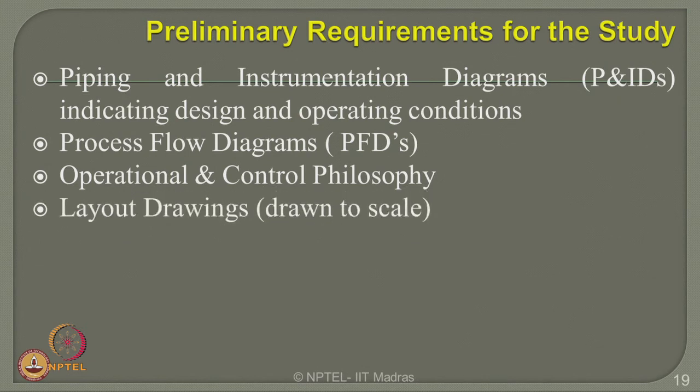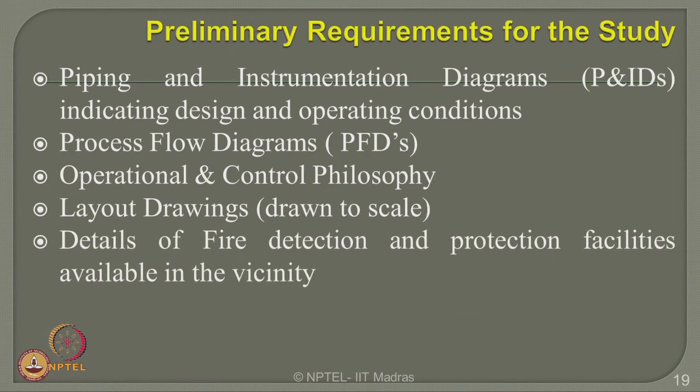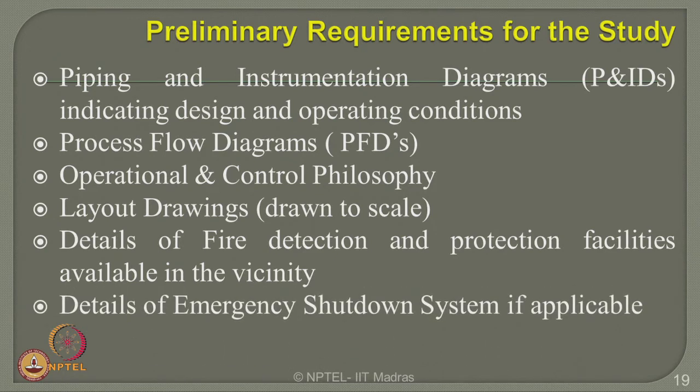Layout drawings are specifically drawn to scale to understand the distances between different hazard scenarios. Details of fire detection and protection facilities are examined carefully, which are available not only in the plant but also in the near vicinity. Details of the emergency shutdown system, if applicable in the plant, are carefully taken and considered in the recommendations. Of course, most importantly, details of the population located around the plant are also considered in the study, because based on which societal risk can be evaluated.